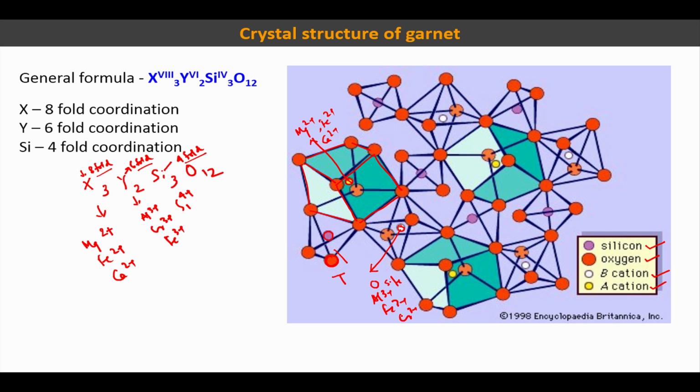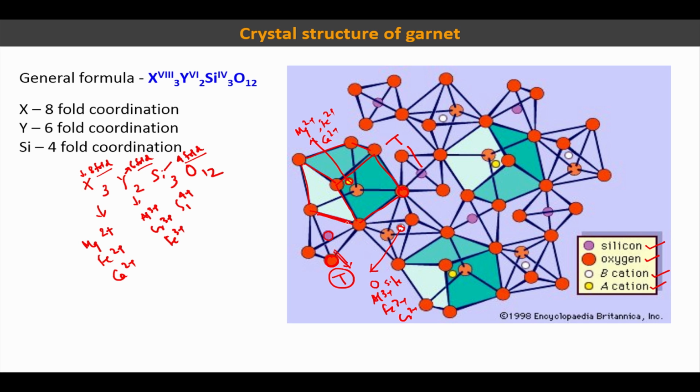If you see this diagram carefully, what you will observe is that this 8-fold coordination, in which at the center you have a magnesium or divalent cation, is connected at the corners or edges with 2 tetrahedral sites. One tetrahedral site is this one and another one is this one. In one tetrahedral site only corners are connected, and in the other tetrahedral site the edges are connected.